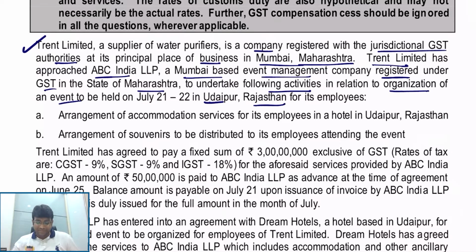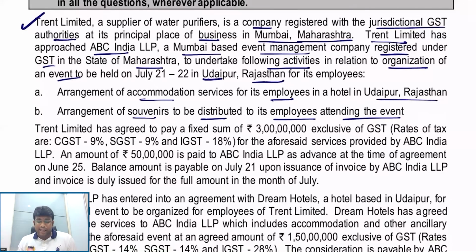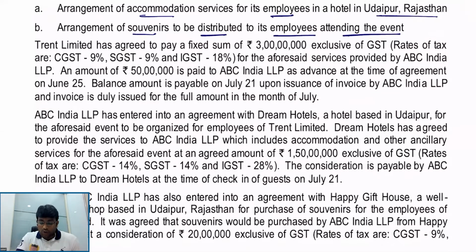Now let's see here. What service is ABC India LLP going to give to Trent Limited? Let's see that. Number 1, arrangement of accommodation service for its employees in Udaipur, Rajasthan. Number 2, arrangement of souvenirs to be distributed to its employees attending the event. Souvenirs is something like a small gift. Trent Limited has agreed to pay a fixed sum of 3 crores exclusive of GST for the aforesaid service provided by ABC India LLP. So for ABC India LLP, the output value of service is 3 crore rupees.